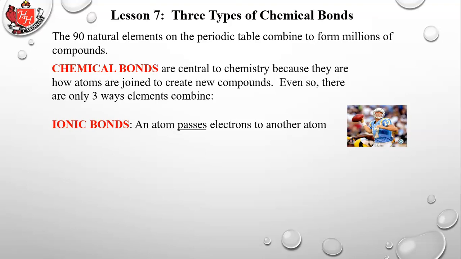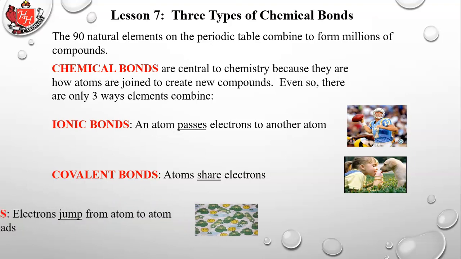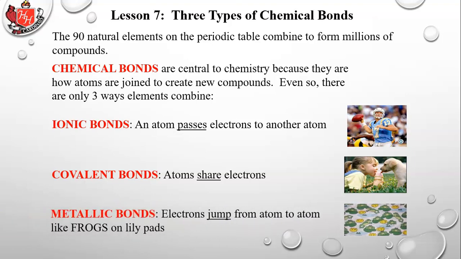Ionic bonds: an atom passes electrons to another atom. Covalent bonds: atoms share electrons. Metallic bonds: electrons jump from atom to atom like frogs on lily pads.